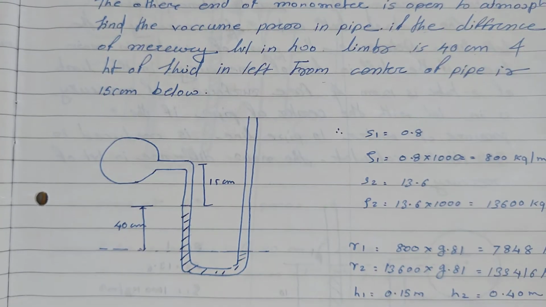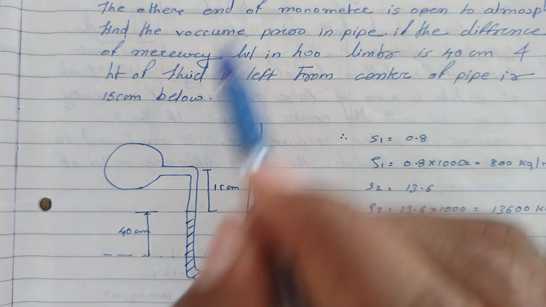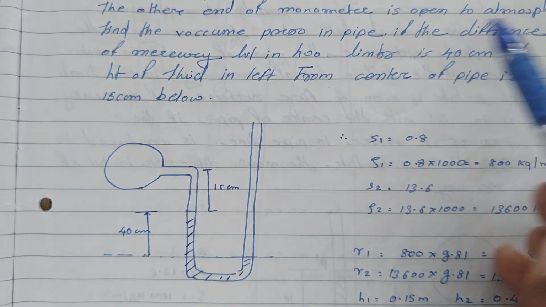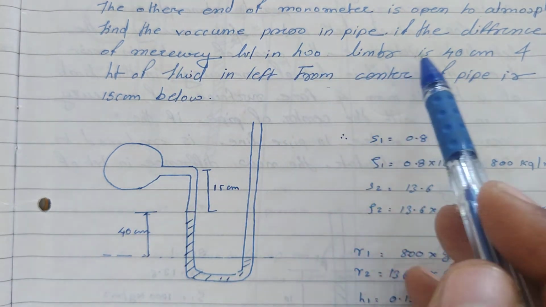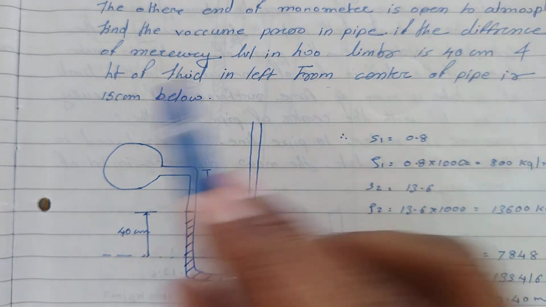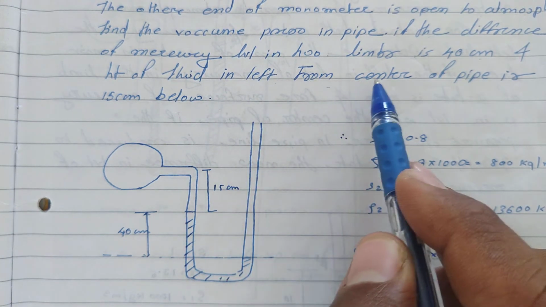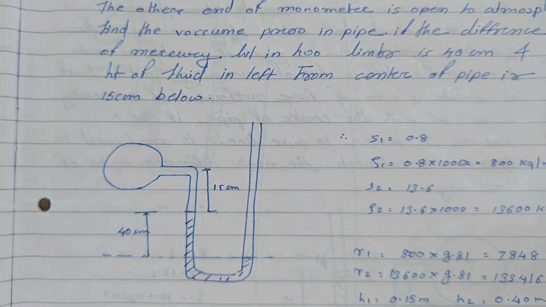We will draw the figure as our statement says. Okay, what our statement says is that the difference of mercury level in two limbs is 40 centimeter and the height of fluid in the left limb from the center of pipe is 15 centimeter below.